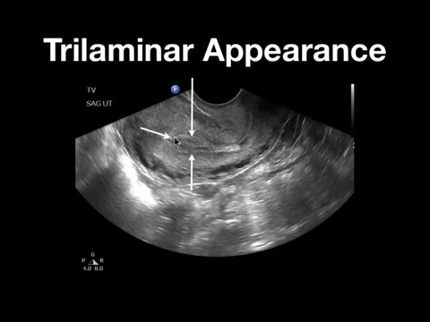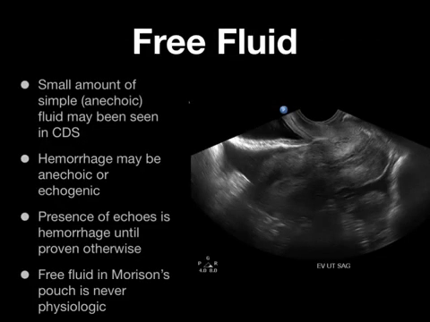Here you can see 1, 2, 3 lines. This is a trilaminar appearance here, and this was a patient with an ectopic pregnancy. Now with free fluid, you can have small amounts of simple or anechoic fluid in the cul-de-sac, and that can be normal. And it's important to remember, hemorrhage can either be anechoic or echogenic. However, if you see echogenic fluid, regardless of the amount, it's hemoperitoneum until proven otherwise.